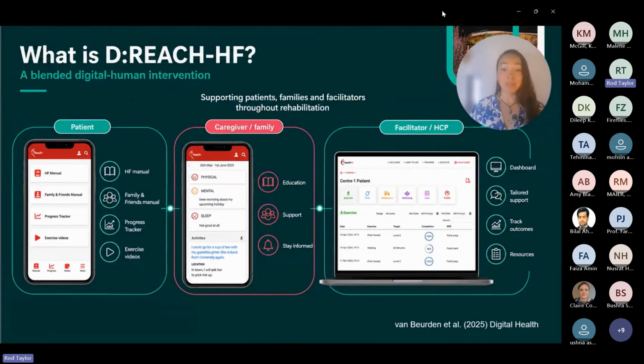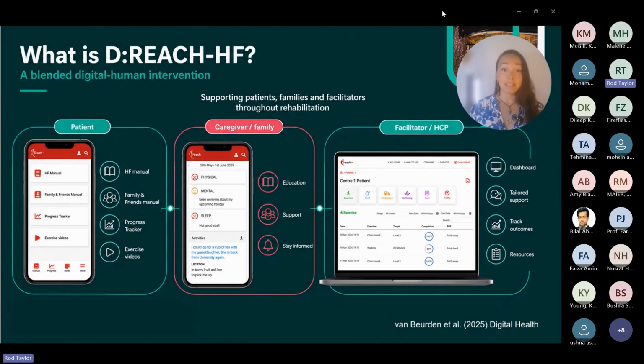DVHF is a digitally adapted version of the REACH-HF home-based cardiac rehab program for people living with heart failure. It is not a standalone app, and it's not simply a digital manual. It is better understood as a blended digital and human facilitated intervention. There are three linked user interfaces. The patient view gives access to education, exercise videos, self-monitoring and progress tracking. Then there's a caregiver or family view, which supports involvement by giving access to education for the caregiver and, where invited, insight into the patient's progress.